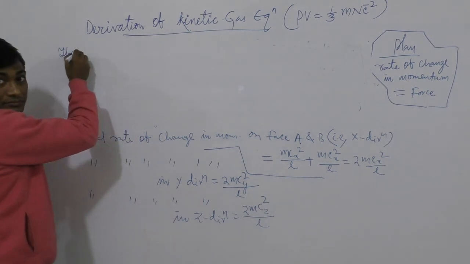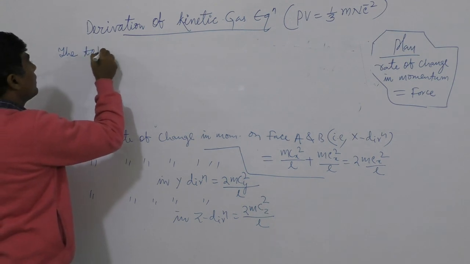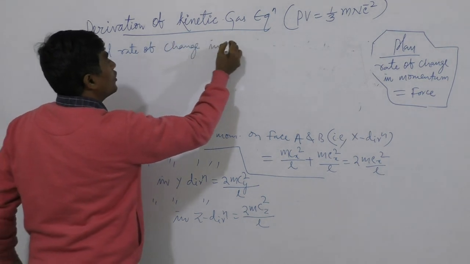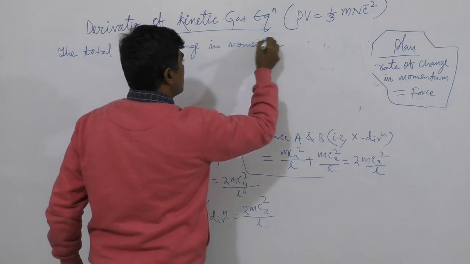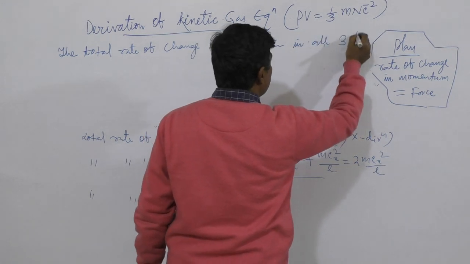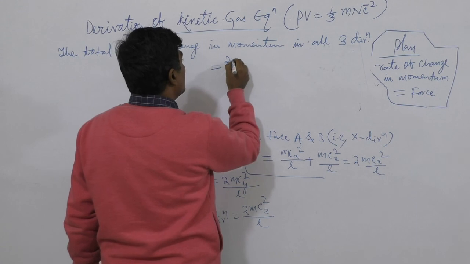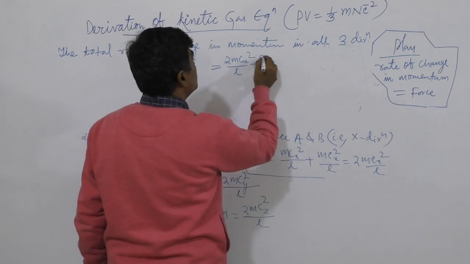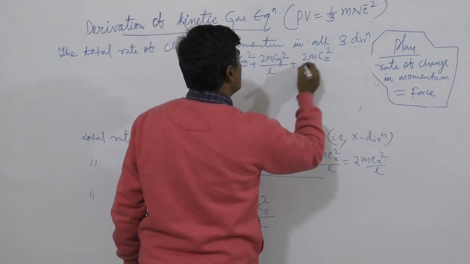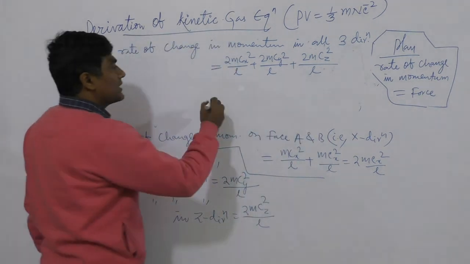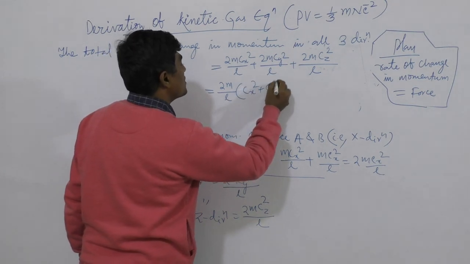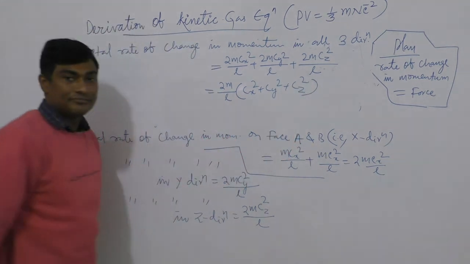The total rate of change in momentum in all three directions is equal to 2mcx square by L plus 2mcy square by L plus 2mcz square by L. So let us take 2m by L common into cx square plus cy square plus cz square. Did you get me?